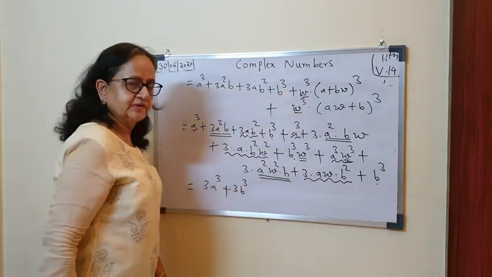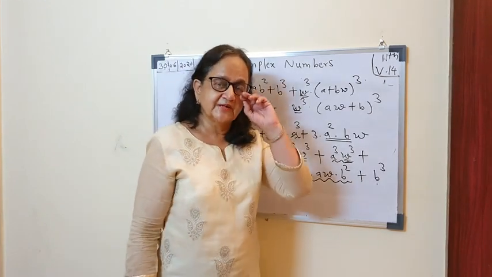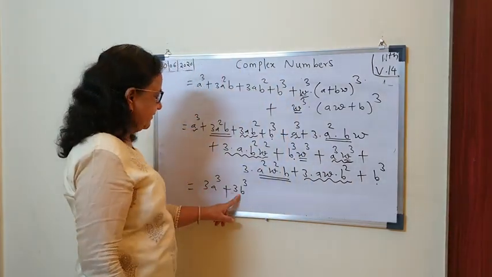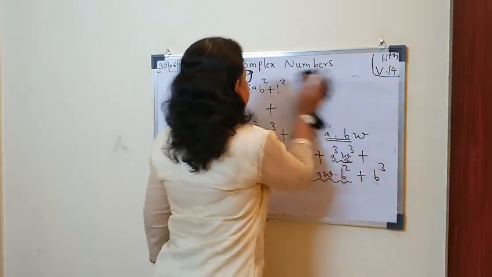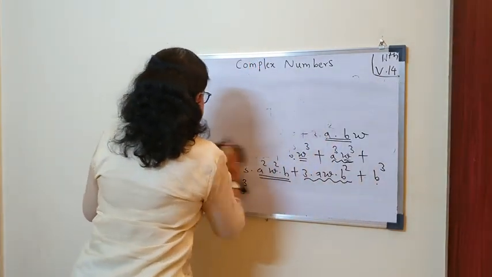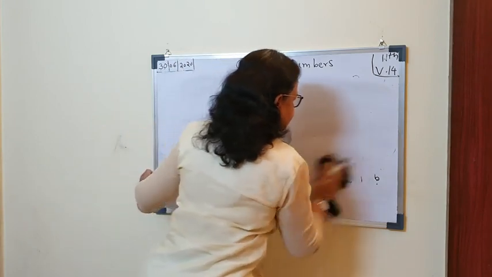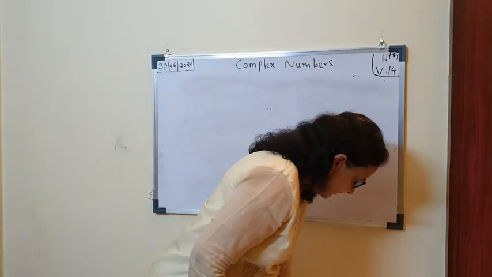You can write in the notebook. 1 plus omega square equal to 0. And now 3 common. And inside you get a cube plus b cube. That is what you wanted. Alright. So these are some problems which are going to give you the idea about problems on omega.